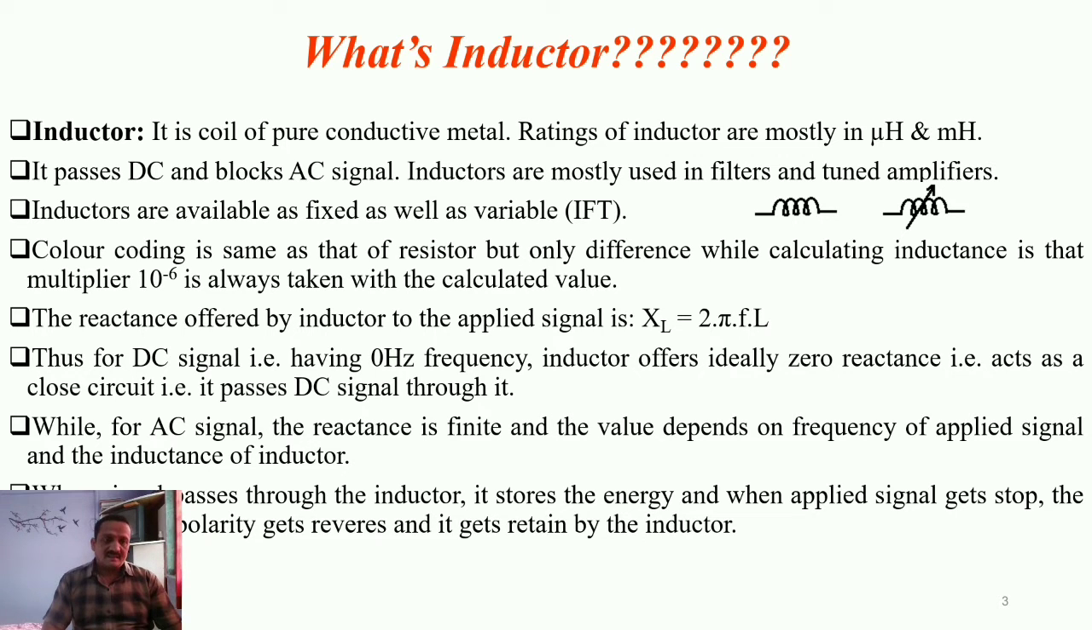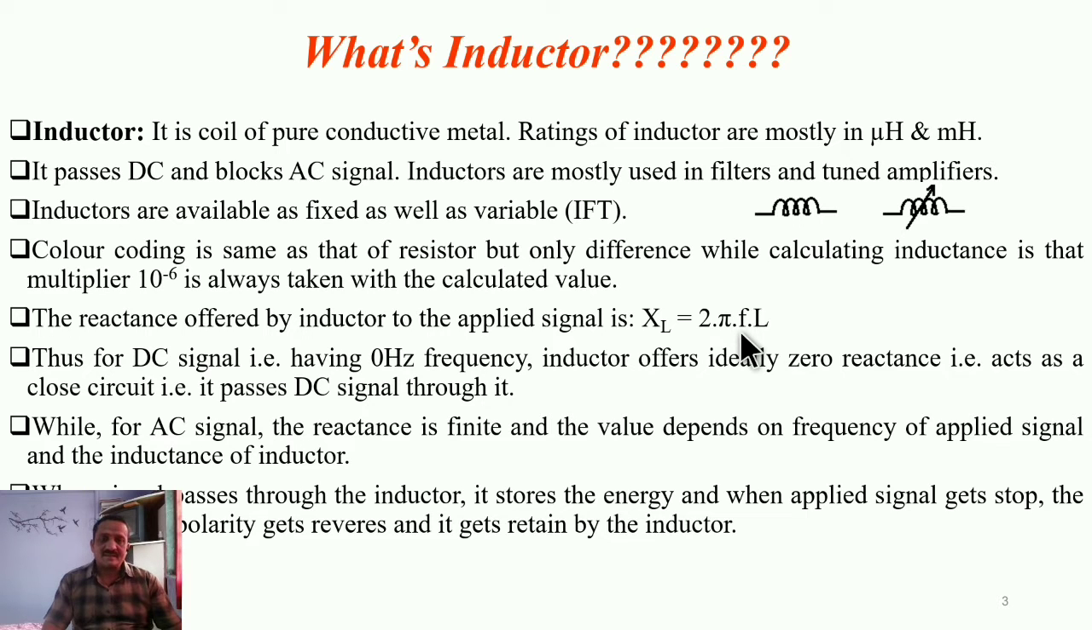The difference between the reactance offered by a capacitor and by an inductor is that in case of a capacitor, the reactance is inversely proportional to the applied input signal frequency, while here it is directly proportional to the applied input signal frequency. That's why you observe XL equals 2 pi F L. That means XL is directly proportional to F, because the remaining terms are constant. 2 pi is constant, and L is the inductance of the selected inductor, which remains constant. So the reactance offered by the inductor is directly proportional to the applied input signal frequency.